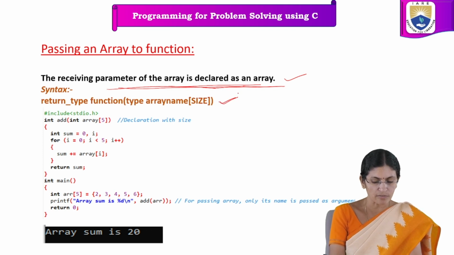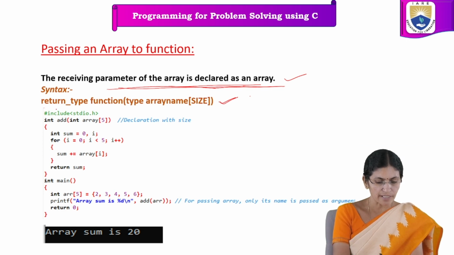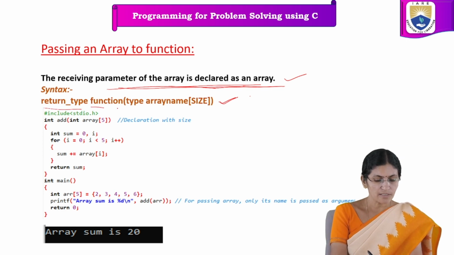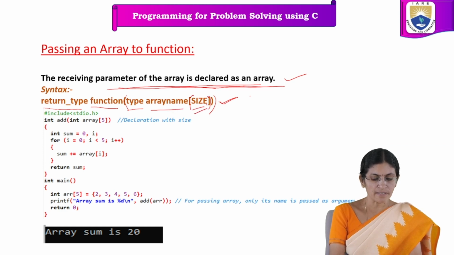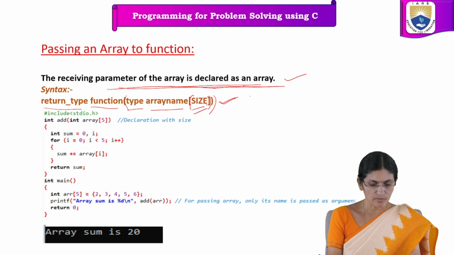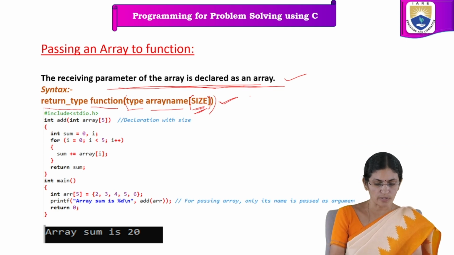This is the syntax of the function definition. In the function definition, we write the return type of the function, then the function name, and then inside the braces we write the data type of the array, then the array name, and then inside the square brackets we write the size of the array. The size of the array also must be included.